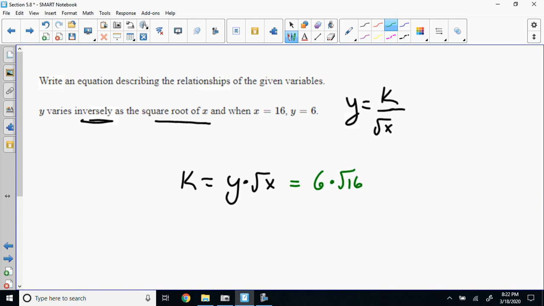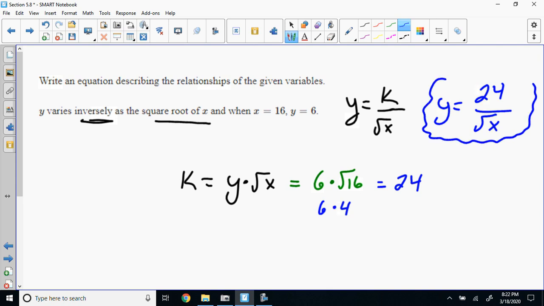What that's going to equal is 6 times the square root of 16. Well, we know that would really be 6 times 4, which is, guess what? 24, right? So if we write this equation, it's really 24 over the square root of x, okay? And that's our answer. Now we're going to check it, okay? We're going to plug 16 in for x, so the square root of 16 is 4. 24 divided by 4 is, guess what? 6, right?